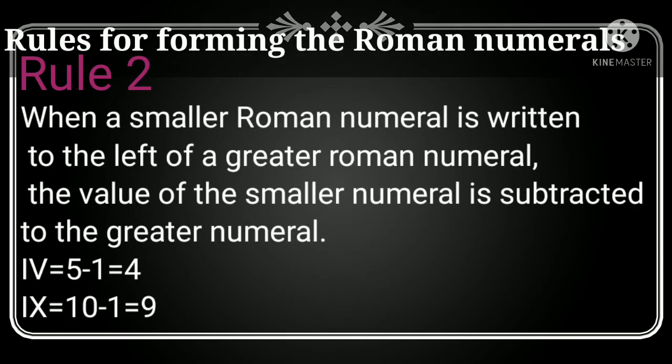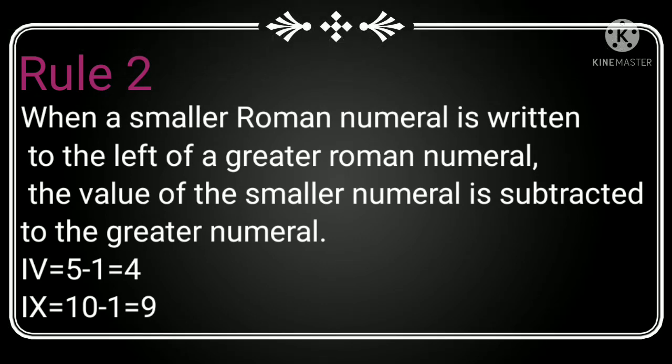Now, let's have a look at the next rule. When a smaller Roman numeral is written to the left of a greater Roman numeral, it is always subtracted from the value of the greater numeral. For example, if I want to write the number 4 in Roman numerals, then I need to write IV. I stands for 1 and V stands for 5. As I is written on the left of the greater Roman numeral V, we will subtract 1 from 5. We will get 4.